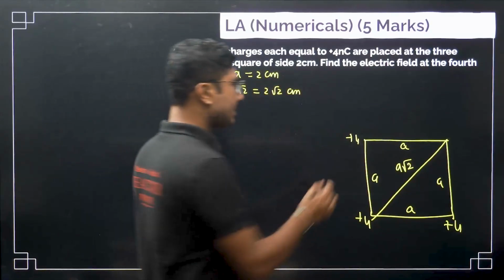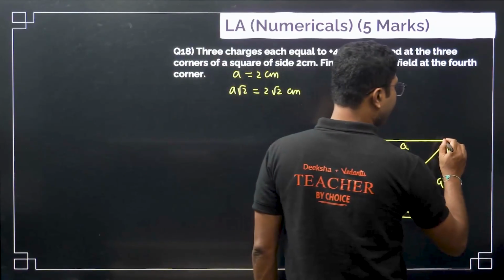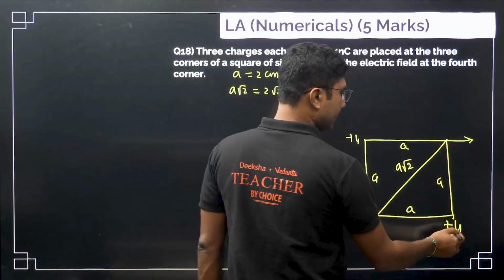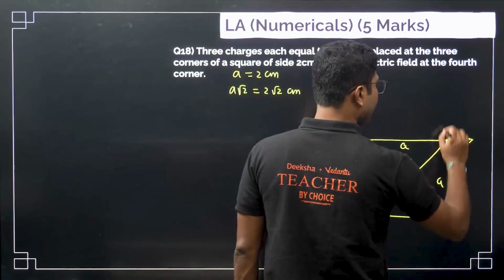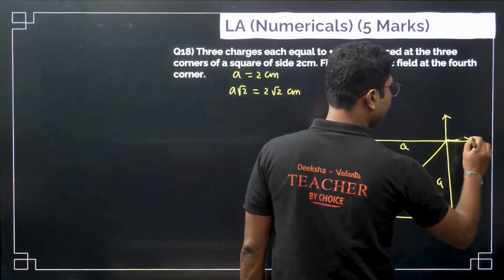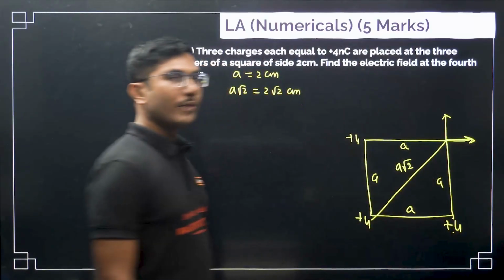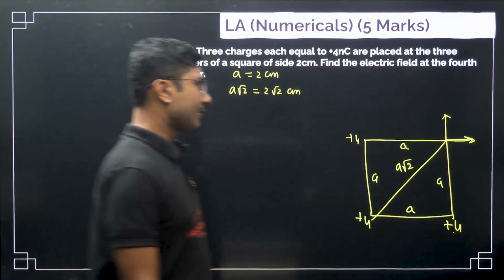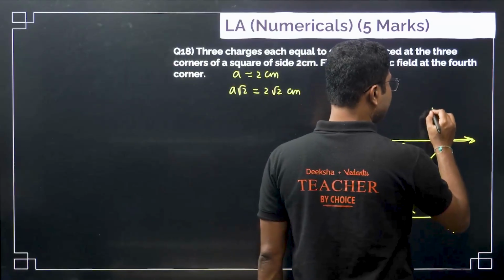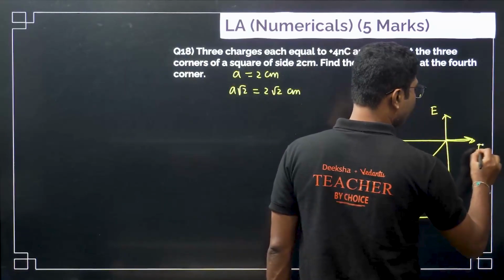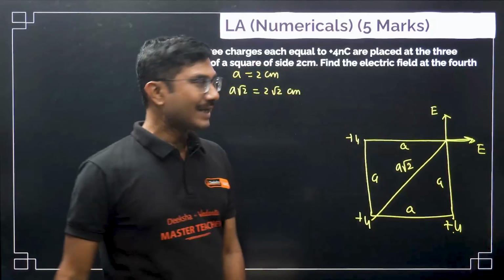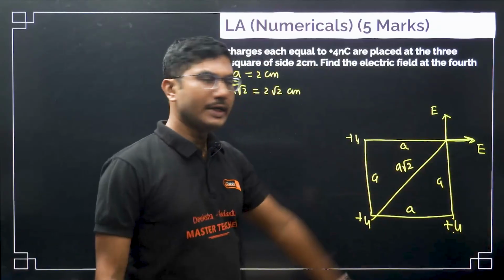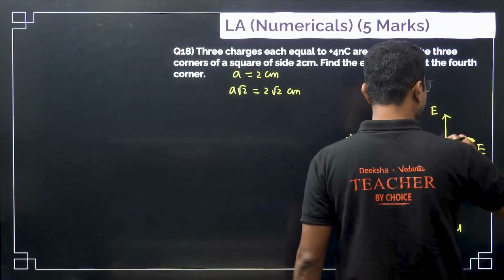Now this is a plus charge, so the electric field will be in this direction. This is also a plus charge, so this will be in this direction. In fact, magnitude wise, both will be in the same direction. Okay, so if this is electric field, say E, this will also be E. Now what is the resultant of these two electric fields? The resultant of these two electric fields will be E root 2.